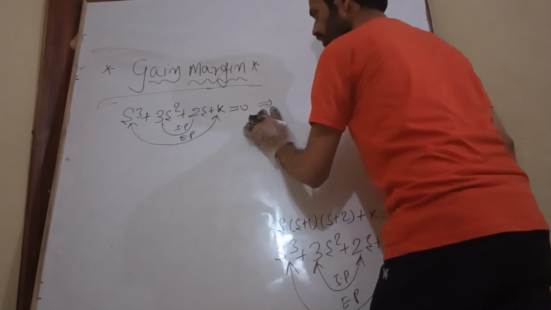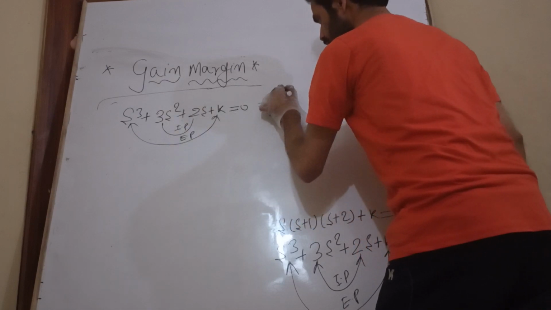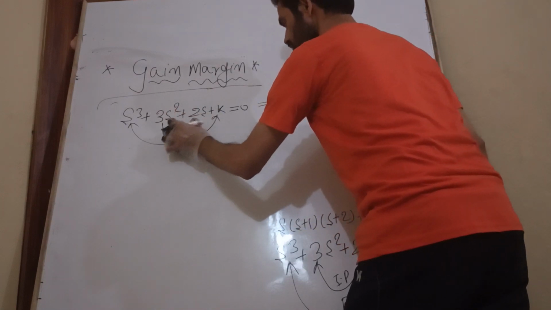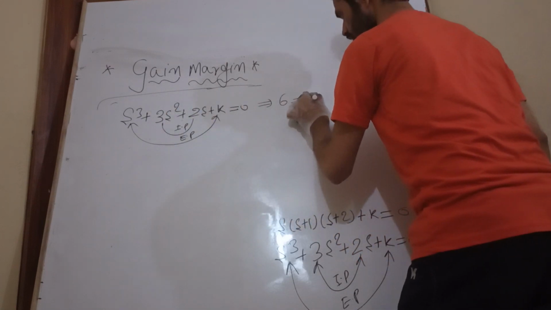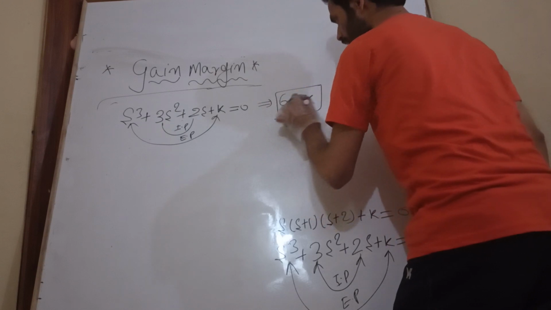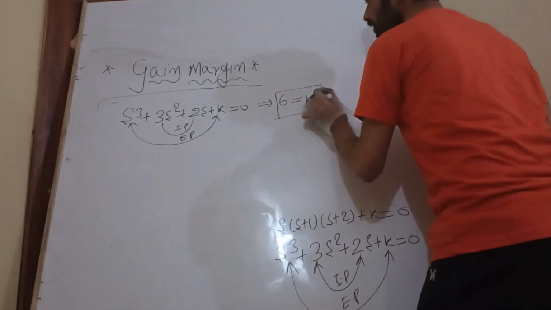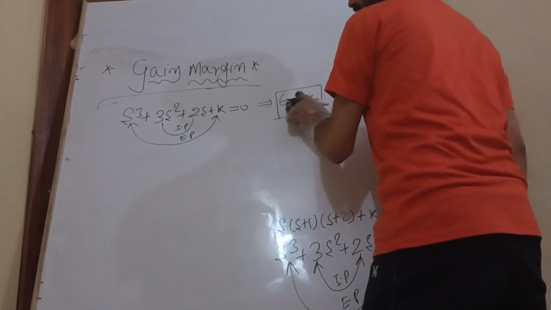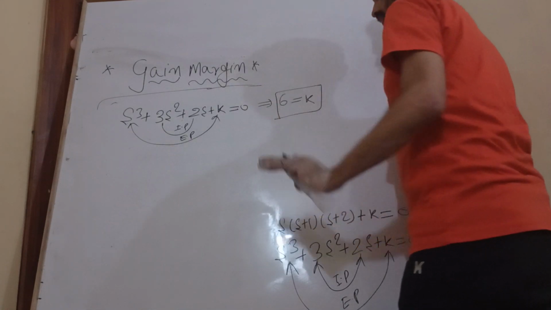So if we see, this is the internal product, 6 is equal to k. This implies this is the marginal stability. This is where the system is marginally stable.